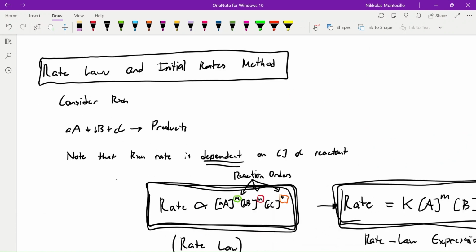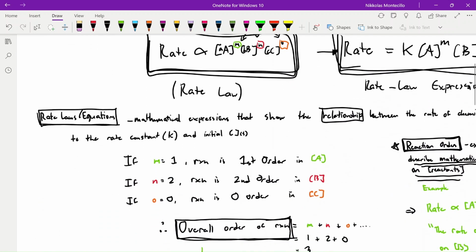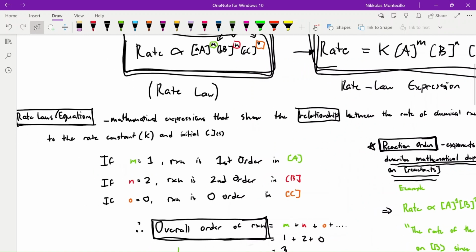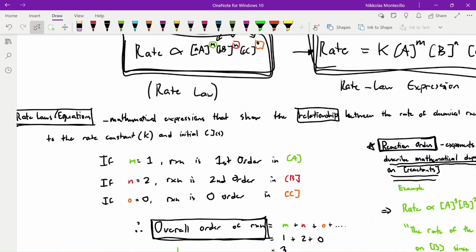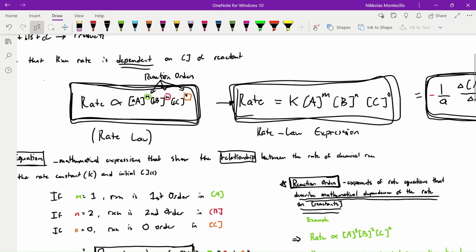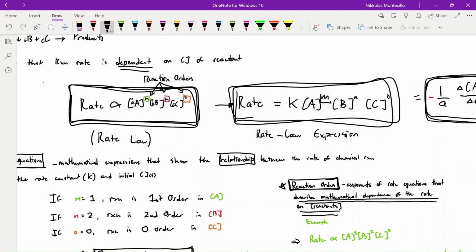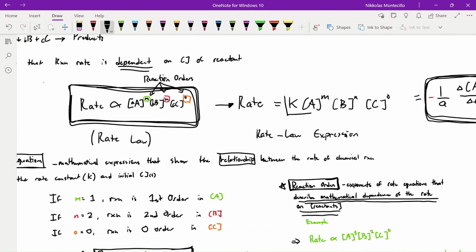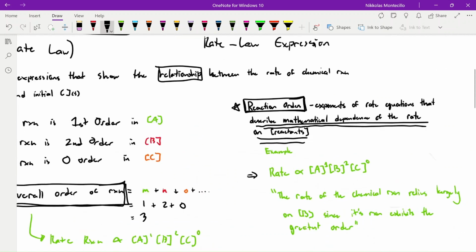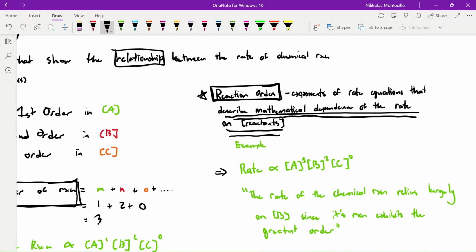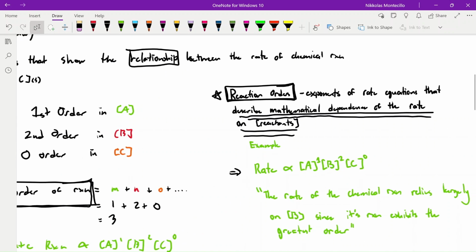Okay. So rate laws or equations are mathematical expressions that show the relationship between the rate of a chemical reaction to the rate constant K and the initial concentrations. Now you may notice these exponents. These are called reaction orders, which are just exponents of rate equations that describe the mathematical dependence of the rate on the concentration of the reactants.